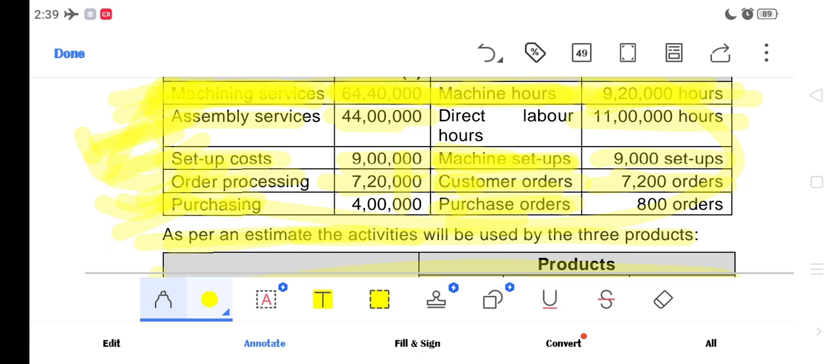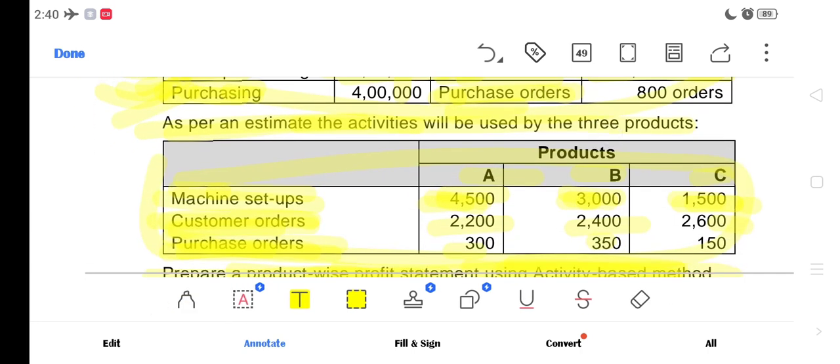So we are individually finding out how many. See, 64 lakh 40,000 divided by 9 lakh 20,000 hours, you get the rate per hour. So for A how many hours, for B how many hours, for C how many hours, you have the information. And for assembly hours also the same. What is the cost driver? They have only given direct labor hours. We have the data of direct labor hours individually for product A, B and C, but we don't have how many setups, how many orders, how many purchase orders. So they have separately given this data to make us know.